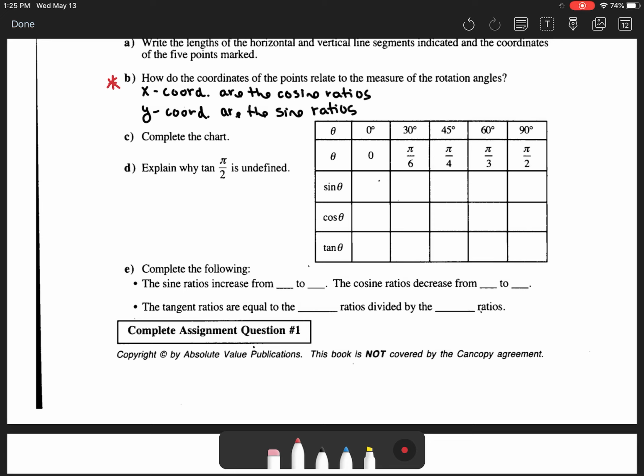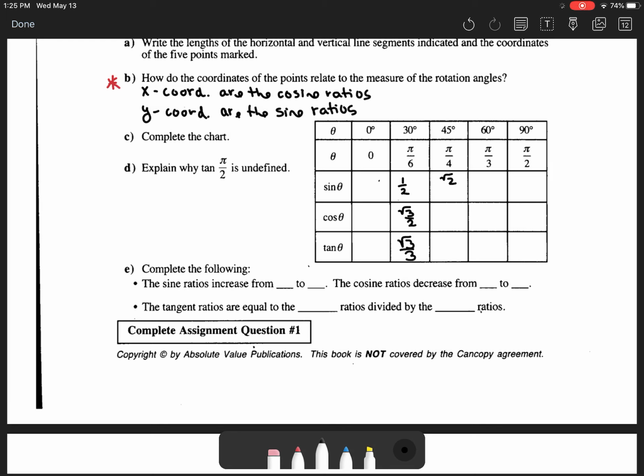If you see, this is exactly the same chart that we did on the last page, except they've also included 0 degrees and 90 degrees. So what I'm going to do first is just fill in the 30, 45, 60, or the pi over 6, pi over 4, pi over 3 from the previous page. So when I do that, the sine is 1/2, root 3 over 2, and root 3 over 3.